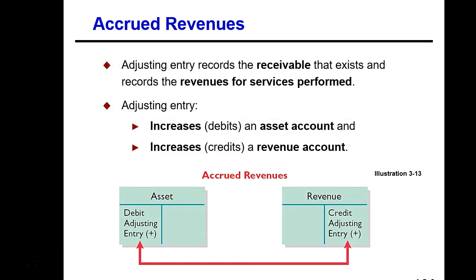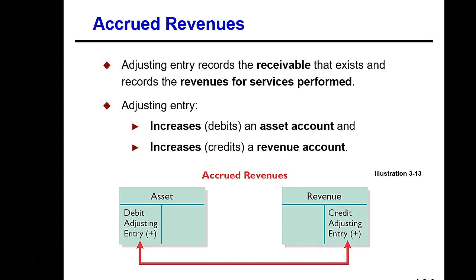So we're going to make an adjusting entry at the end of the accounting period. We're going to debit what's called a receivable account that will show and recognize the amount that's owed to the actual company. And since you performed the service already, we're going to credit our revenue account to show the amount that has been earned.